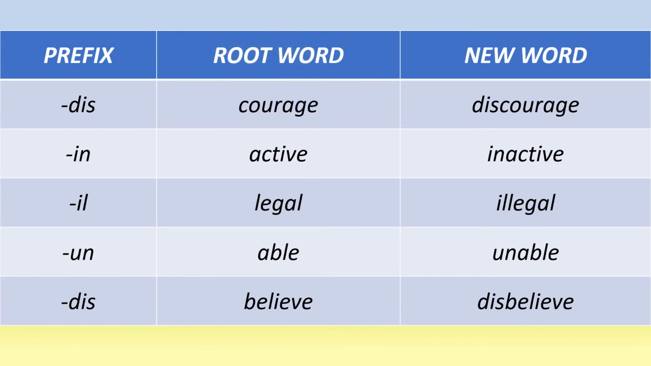Here is the table with answers. Prefix, root word, new word. Prefix is dis, root word is courage, and the new word is discourage. And second one, in, active, inactive; ill, legal, illegal; un, able, unable; dis, believe, disbelieve.